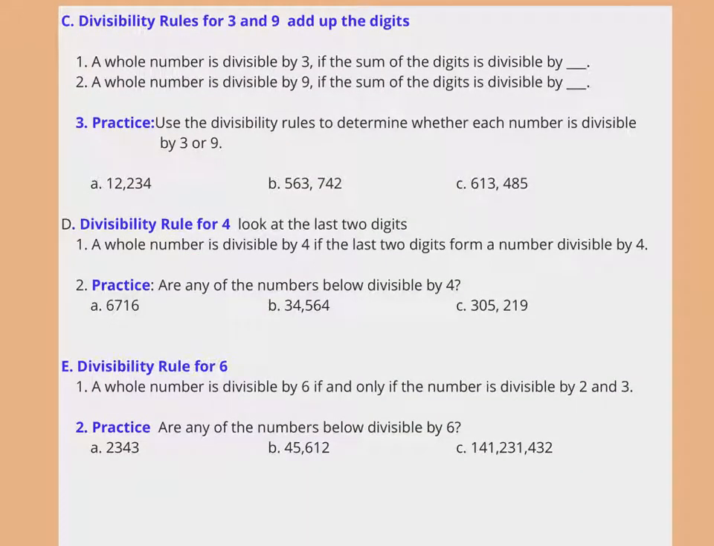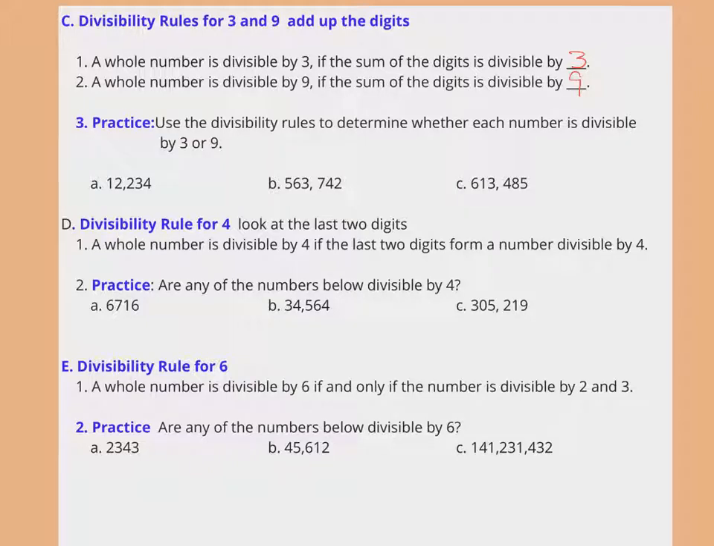The rules we have for divisibility by 3 and 9 deal with adding up all the digits. So if we look at divisible by 3, a whole number is divisible by 3 if the sum of its digits is divisible by 3 as well. And a whole number is divisible by 9 if the sum of its digits is divisible by 9. So if we look at the numbers here in the practice, we need to add up the digits to determine whether they're divisible by 3 or 9 or both.